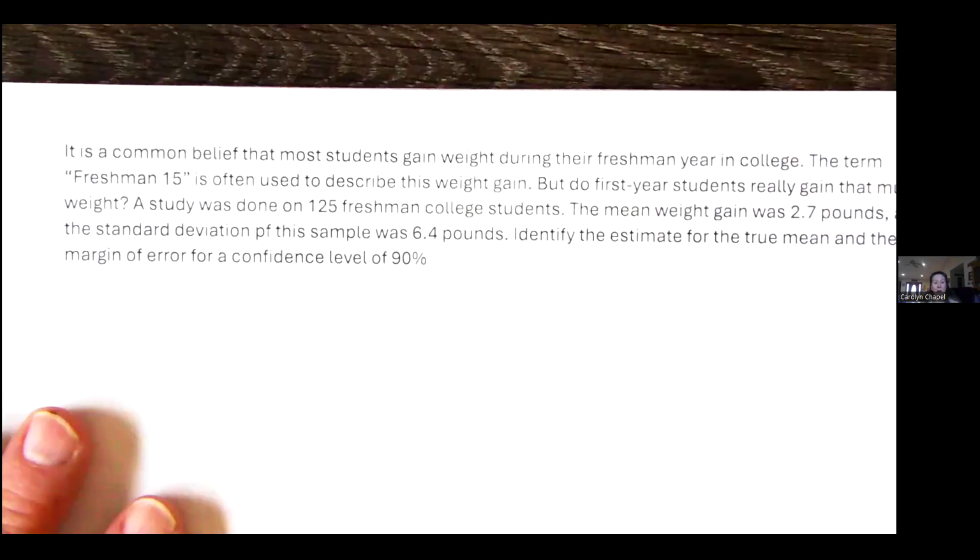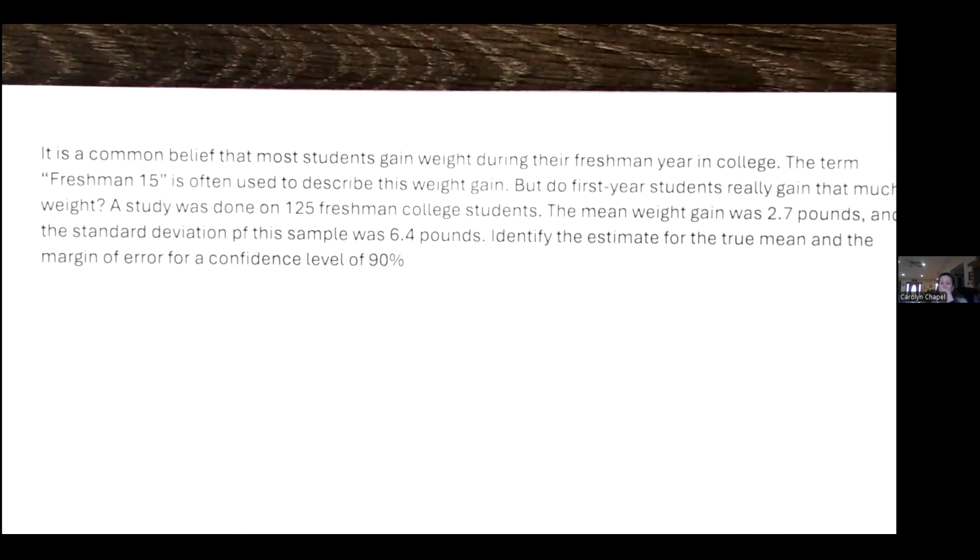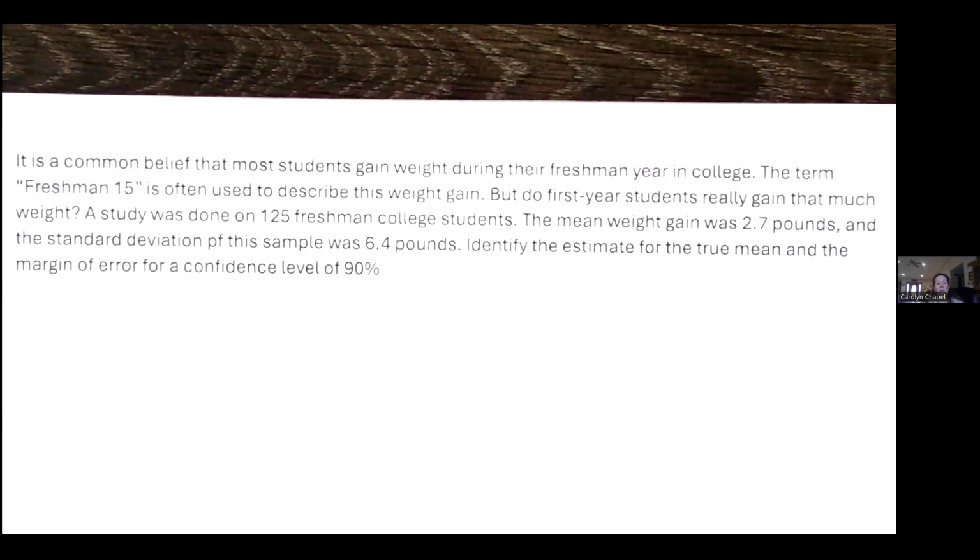Just kind of picking all the pieces. Okay, so we'll actually put this one all the way through. The term "freshman 15" is often used to describe weight gain in college students in their first year. So what they want to know is really how much do freshmen really gain?